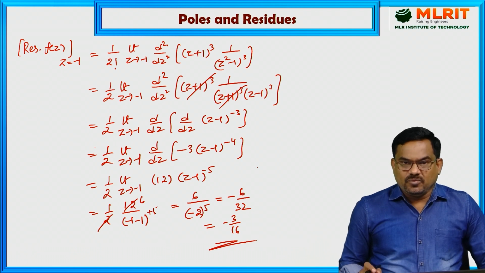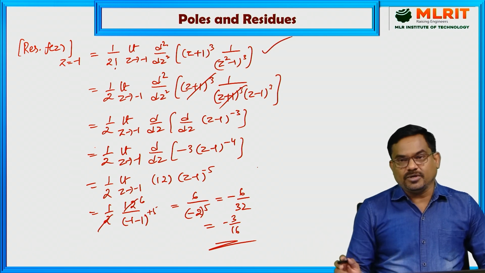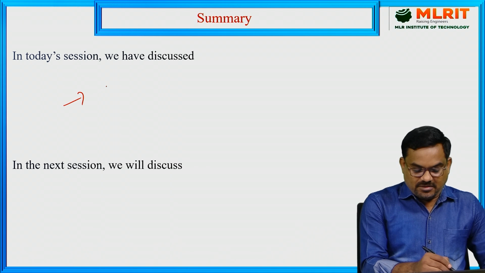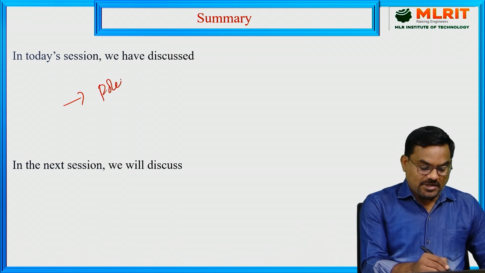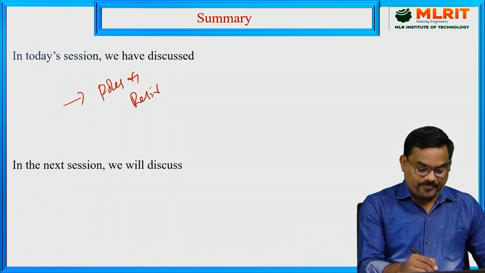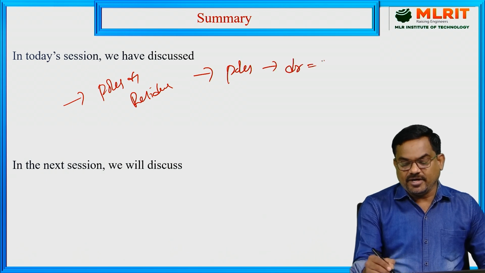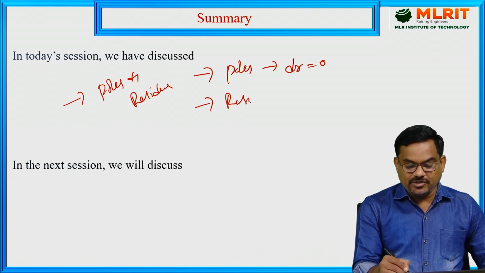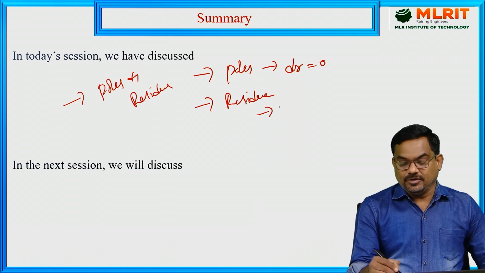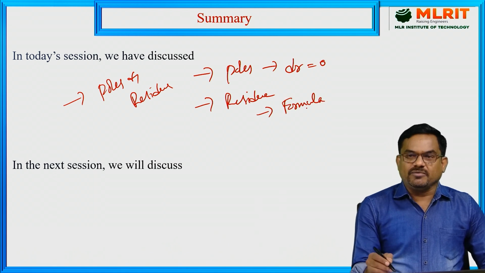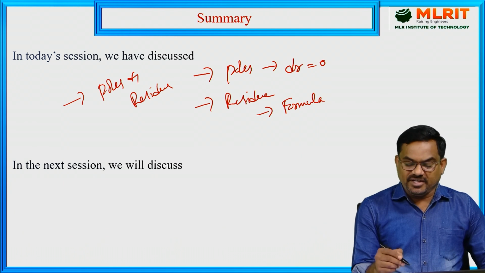So like this, we can find the residue of the function at a pole using the standard formula. Today we have solved some problems on poles and residues. How to find poles? By equating the denominator to 0. How to find the residue at the corresponding pole? Use the standard formula using which we can find the residue at a pole of any order m.